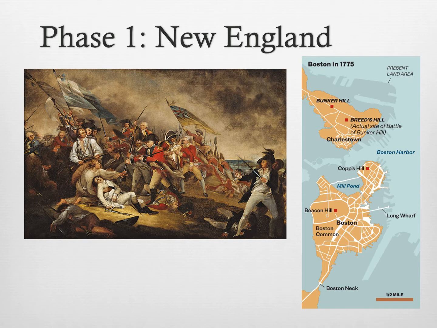Phase 1, as I said, involves New England. And what we're really going to focus on is the Battle of Bunker Hill. Now, the Battle of Bunker Hill actually did not happen on Bunker Hill. It actually happened on Breed's Hill. That's the actual site of the Battle of Bunker Hill, which you can see in the map to the right. It's going to happen on June 17th, 1775, and both sides are going to lose men, but the British are going to suffer more losses.